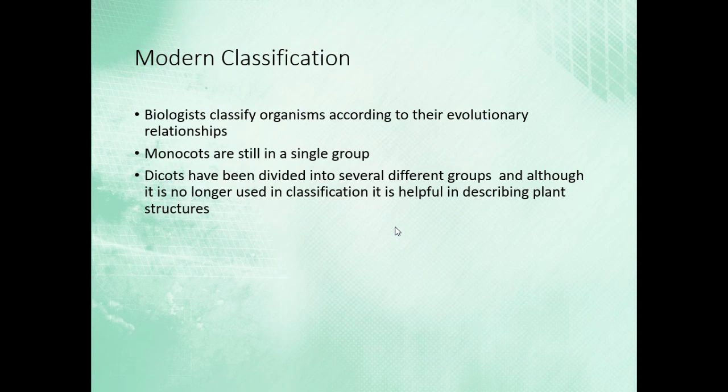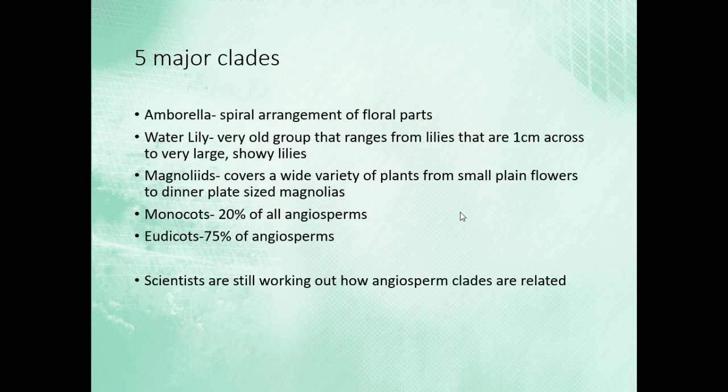Biologists classify organisms according to their evolutionary relationships. So monocots are still in one single group. Dicots have since been divided into several different groups because there's so many dicots, they had to find some way to shorten it and group it up more. And although the dicot classification is no longer used, if you look in taxonomy, you won't find the clade of a dicot, but we still talk about it in class, or if you become a botanist or go to school for botany, they will still discuss dicots versus monocots because it is an easy way to describe the structure of the plant. So there are 5 major clades when we go through taxonomy.